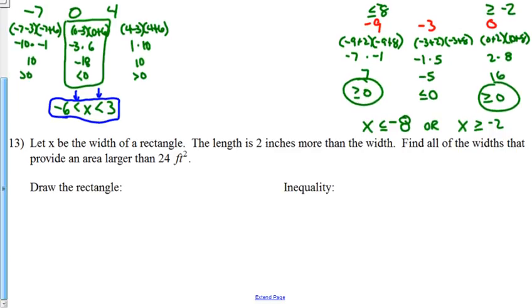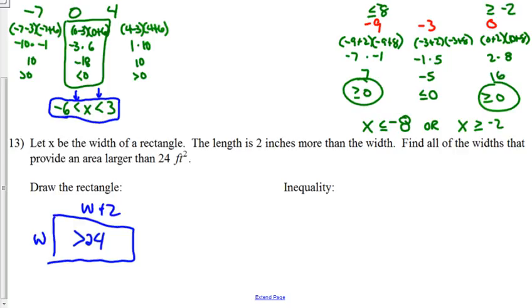Last problem we're going to do is the word problem here, and we're going to take a look at this rectangle. We want an area that's larger than 24, so that's bigger than 24, and the length is 2 inches more than the width. So here's the width, and the length is 2 inches more, W plus 2. So the inequality we're going to write is W times (W plus 2) is greater than 24.